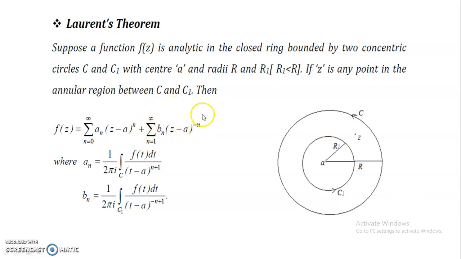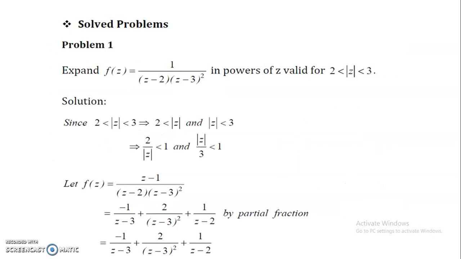The first part is the contribution by Taylor, and the second part is the contribution by Laurent. The b_n expression is also 1 over 2 pi i times the integral of f(t) dt over (t minus a)^(-n+1). Now I need to discuss examples on Laurent's theorem.